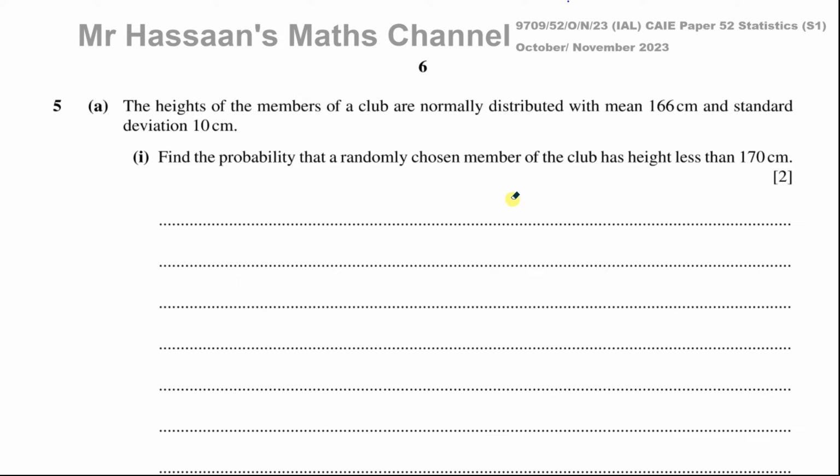I'm now going to answer question number 5 from the October-November 2023 Statistics 1 paper, paper 5, variant 2 from the Cambridge 9709 exam. And this question here is about normal distribution.